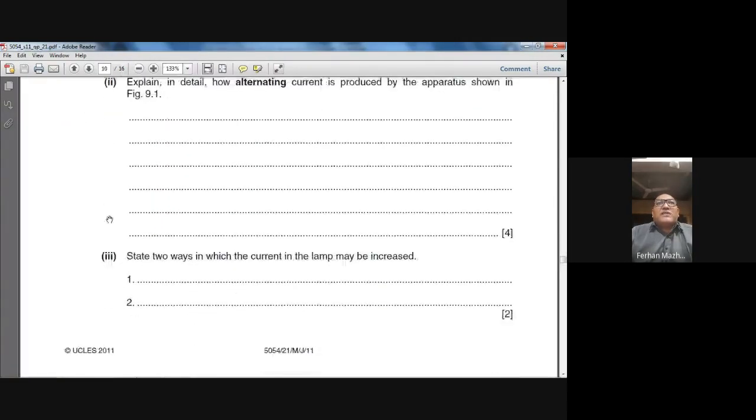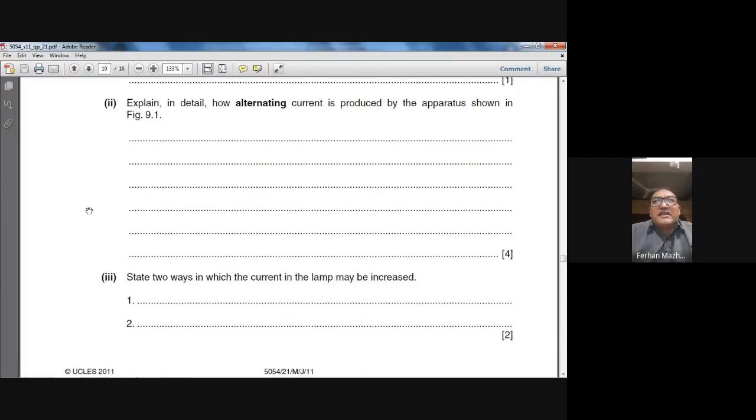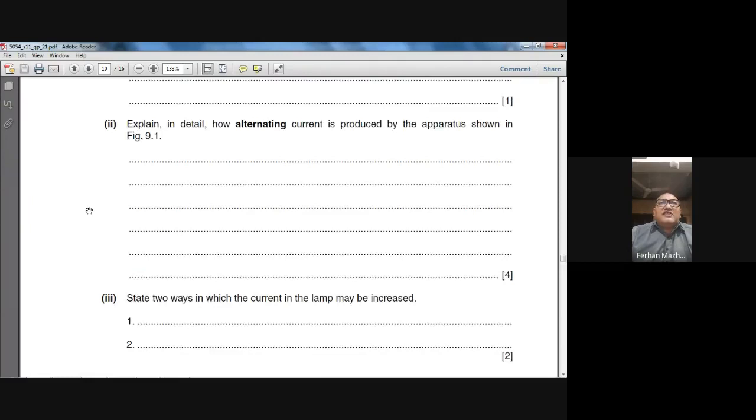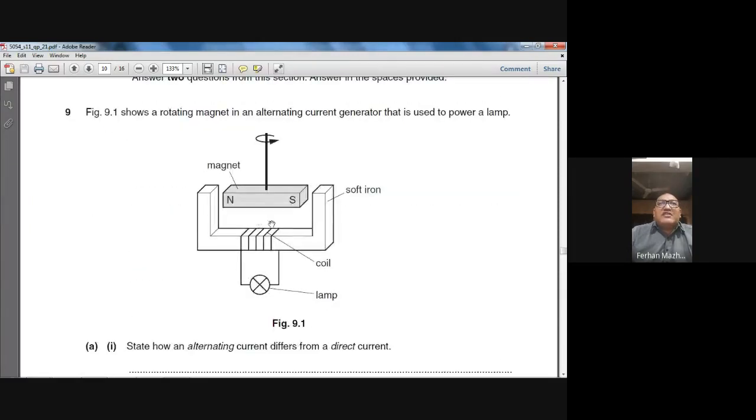The next one is, explain in detail how alternating current is produced by the apparatus shown in figure 9.1. Here an alternating current is produced. The reason is, this bar magnet is rotating. If you put all your concentration on the left corner of this coil, first of all the north pole will approach the coil. So the current will be induced in the coil, because the magnetic lines passing through this coil are changing as the north pole is approaching it.